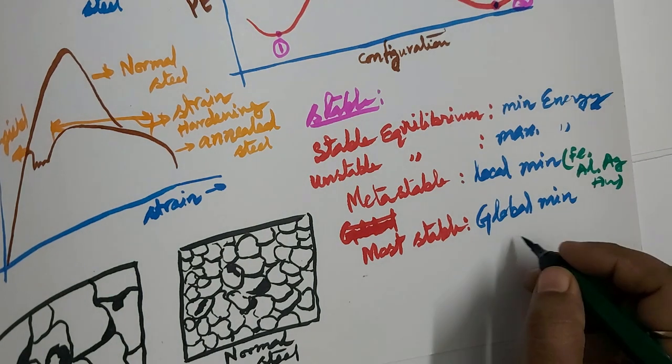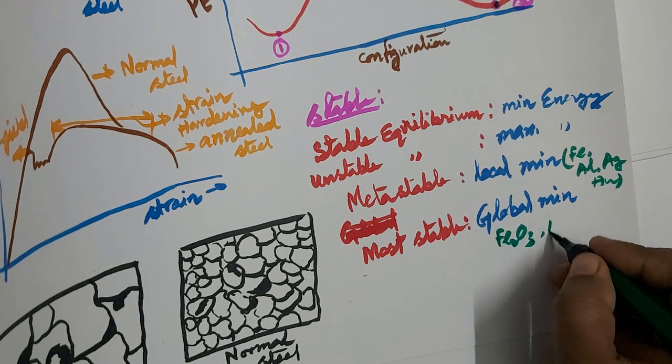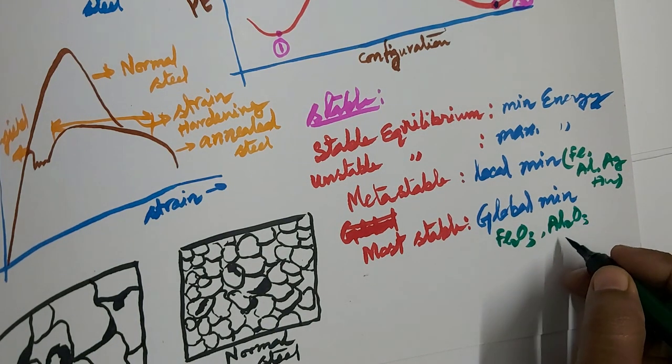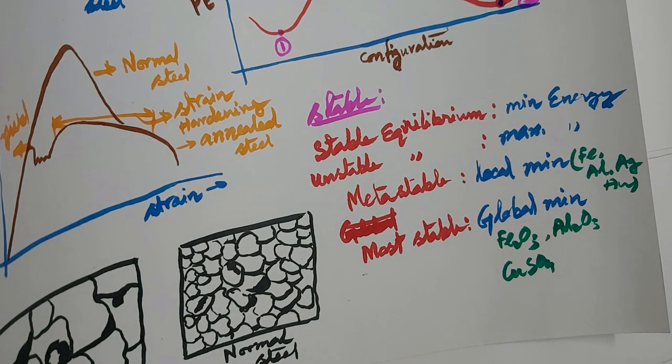But which are the most stable? Fe2O3, Al2O3, CuSO4. These are most stable. In this case, it is the global minimum and energy is minimum. That's why it is most stable and it is the global minimum.